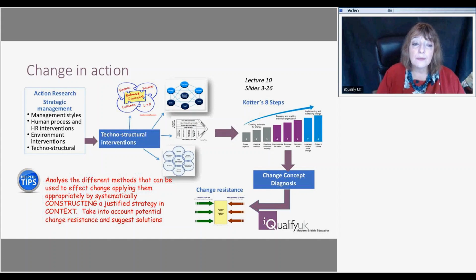So our top tips or helpful tips for this particular section is analyse the different methods that can be used to affect change, applying them appropriately, by systematically constructing a justified strategy in context, taking into account potential change resistance and suggest solutions.